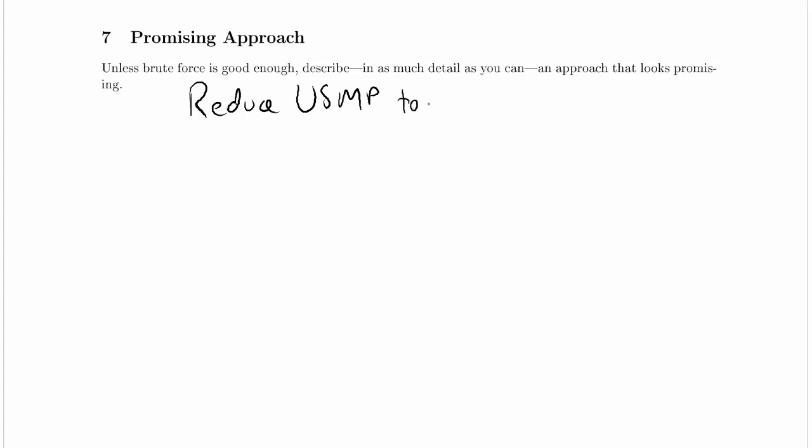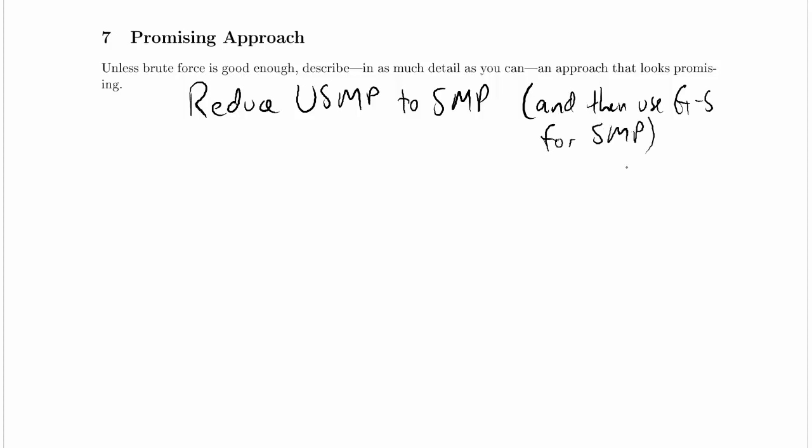USMP to SMP. That actually doesn't solve the problem. All it does is describe how I would solve an instance of USMP in terms of a solution for SMP. So unless I have a solution to SMP, this doesn't give me a solution to USMP. Fortunately, we have Gale Shapley. And I'm going to say, and then use GS for SMP.